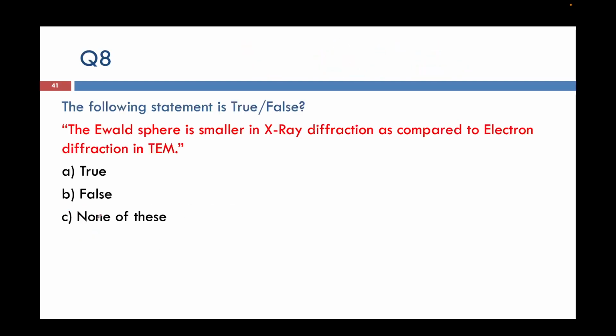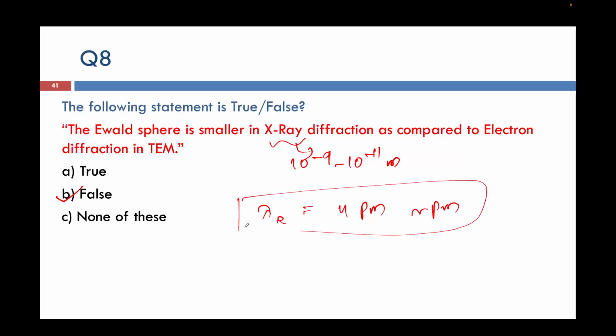Okay, then the next question: the Ewald sphere is smaller in X-ray diffraction as compared to electron diffraction in TEM. We have discussed this so many times. Can anyone answer? B, sir, false. Yes, it is correct. The X-ray wavelength is 10 to the power minus 9 to 10 to the power minus 11 meter. The wavelength of electrons is on the order of, let's say, 4 picometer. The Ewald sphere radius is 1 by lambda. So that means it is false.